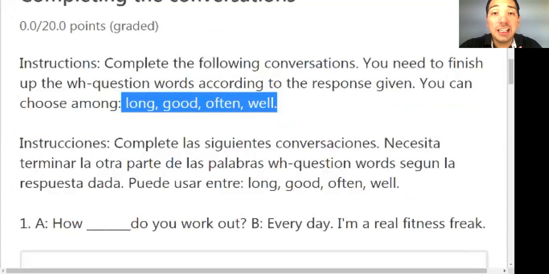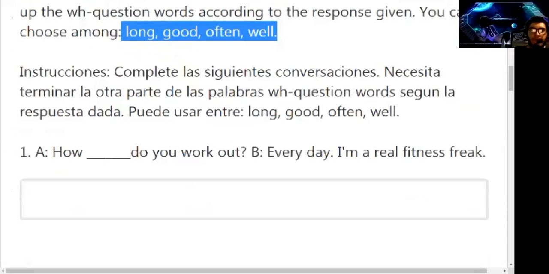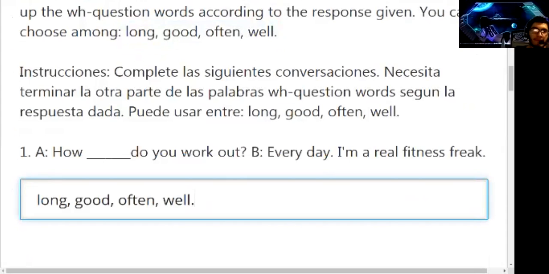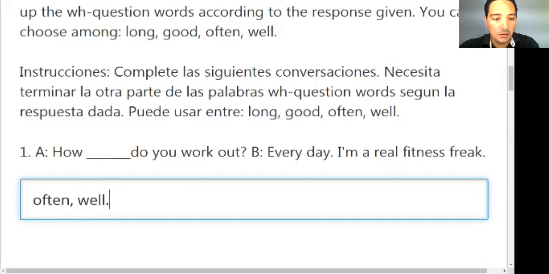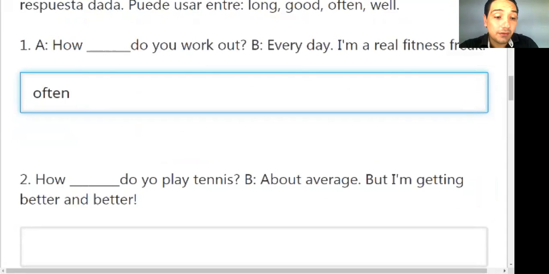Okay, so we can only respond long, good, often, or well. So, how long, good, often, or well do you work out? I think that the phrase is how often. How often? Okay, how often do you work out? Every day. I'm a real fitness freak, remember? Great job.